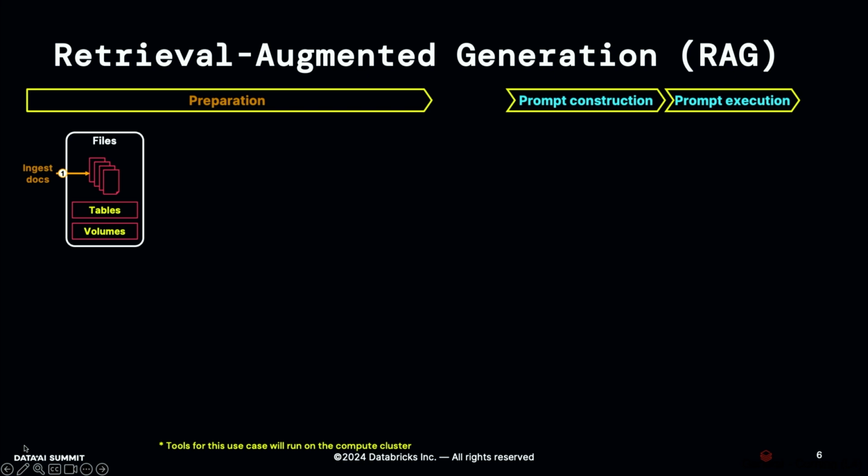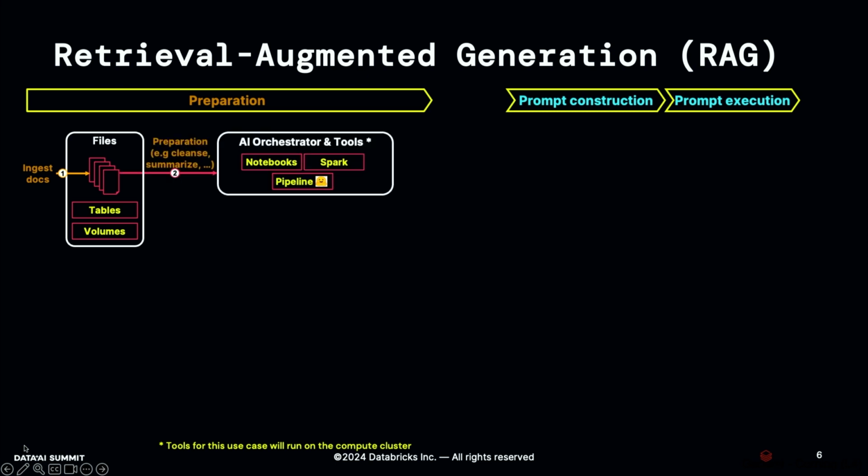UC volumes are basically just a cloud storage location. You just drop files in there, and you can auto-trigger workflows based on the file arrival. Once the files are over there, you do some prep, ETL, traditionally within notebooks, within pipelines from Hugging Face, or just regular old Spark. You're chunking, you're cleansing, all of the goodness that comes with unstructured data prep.